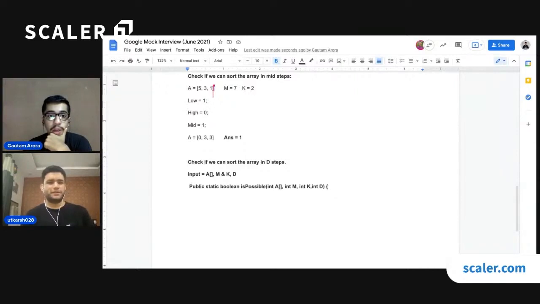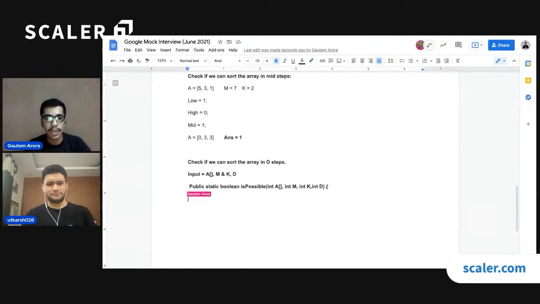How can we check whether we can make the first element equal to 0 or not? Just start with that first, then we'll see how it goes. So let's say k is 2 and m is 7. I'll keep on adding 2 to 5.